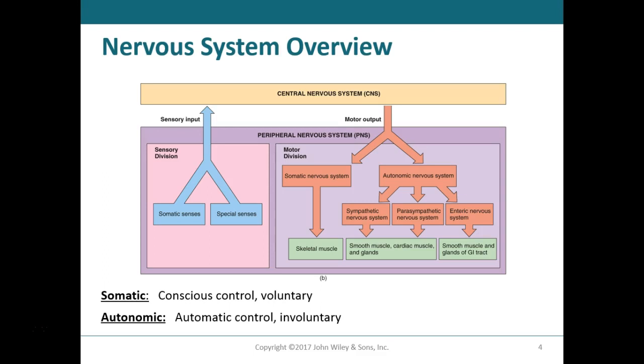that may cause smooth muscle and cardiac muscle to contract or to relax, may cause glands to secrete or to not secrete. And then also, as we've already mentioned when we looked at the branches of the nervous system, the enteric system is a part of the autonomic system that helps to regulate the contractions of the smooth muscle of the gastrointestinal tract. So we will focus on this particular area of the nervous system in this lecture.